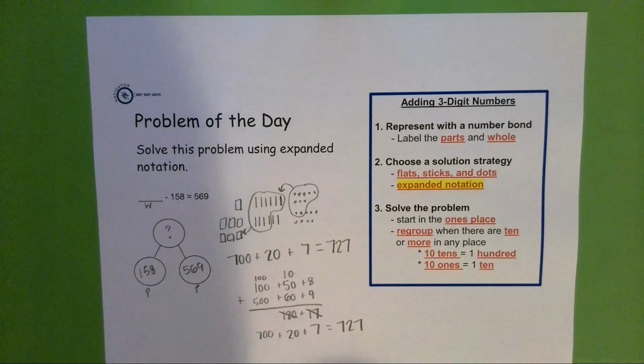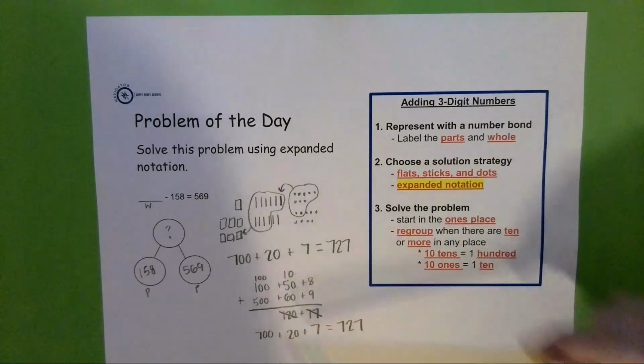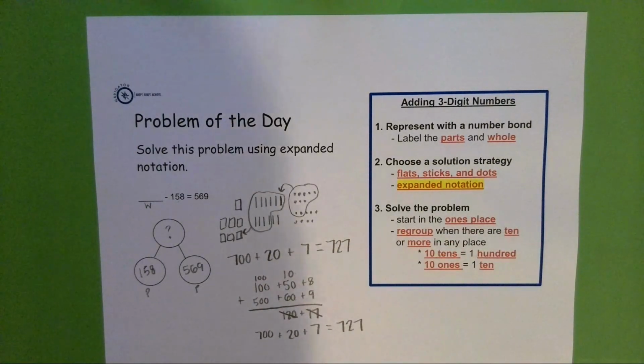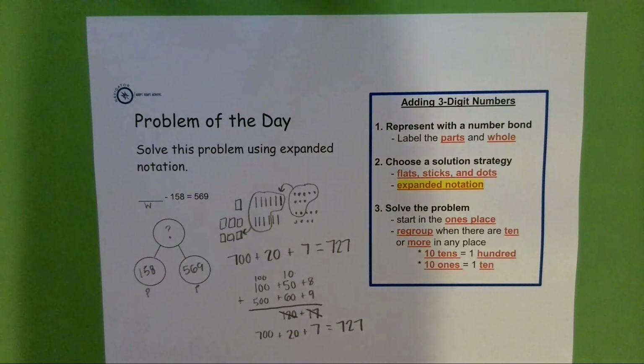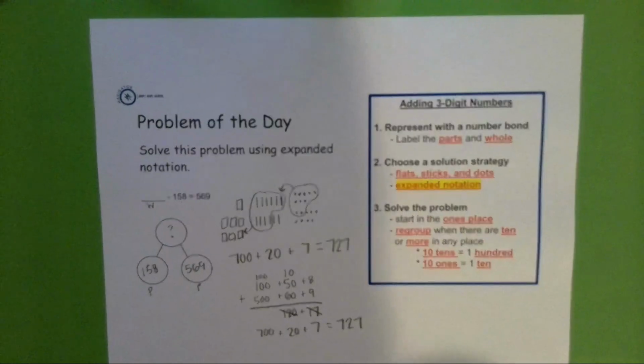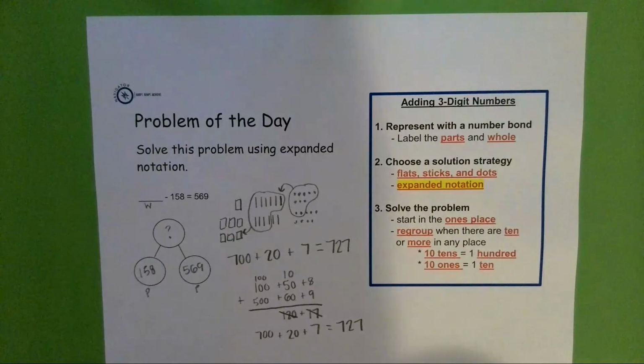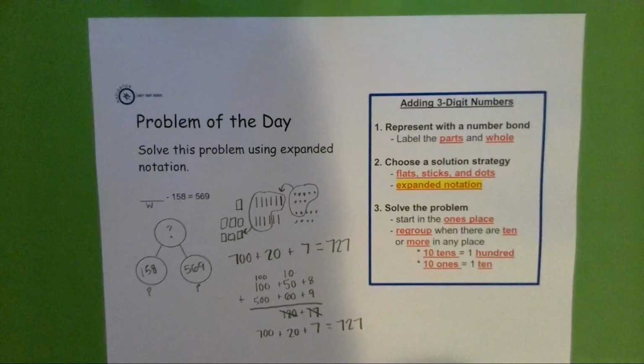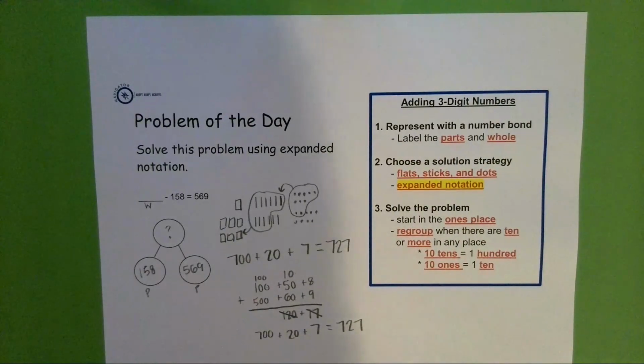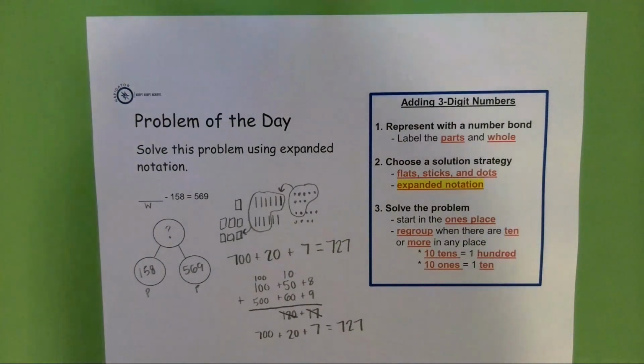Nice job. Think about the work that we did here. How are flat sticks and dots and expanded notation the same when we regroup, and how are they different? Say it out loud. I bet you said they're the same because they both show the total value of each digit and they both regroup 10 ones into a 10 and 10 tens into 100. And they're different because flat sticks and dots uses pictures and expanded notation uses numbers. Nice work.